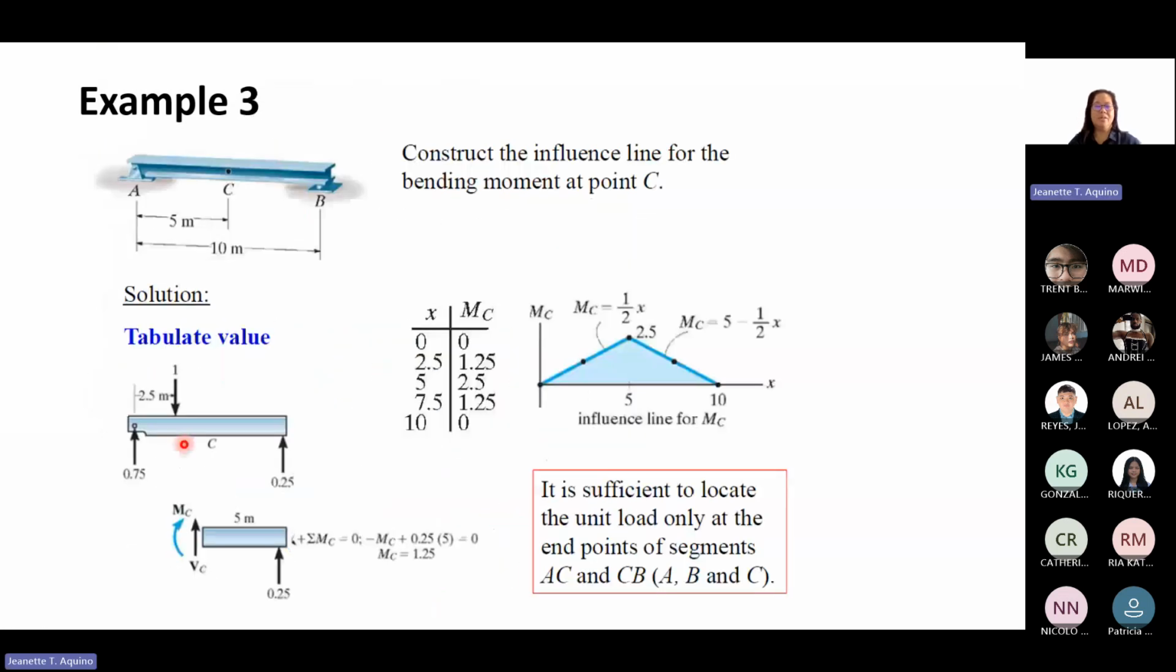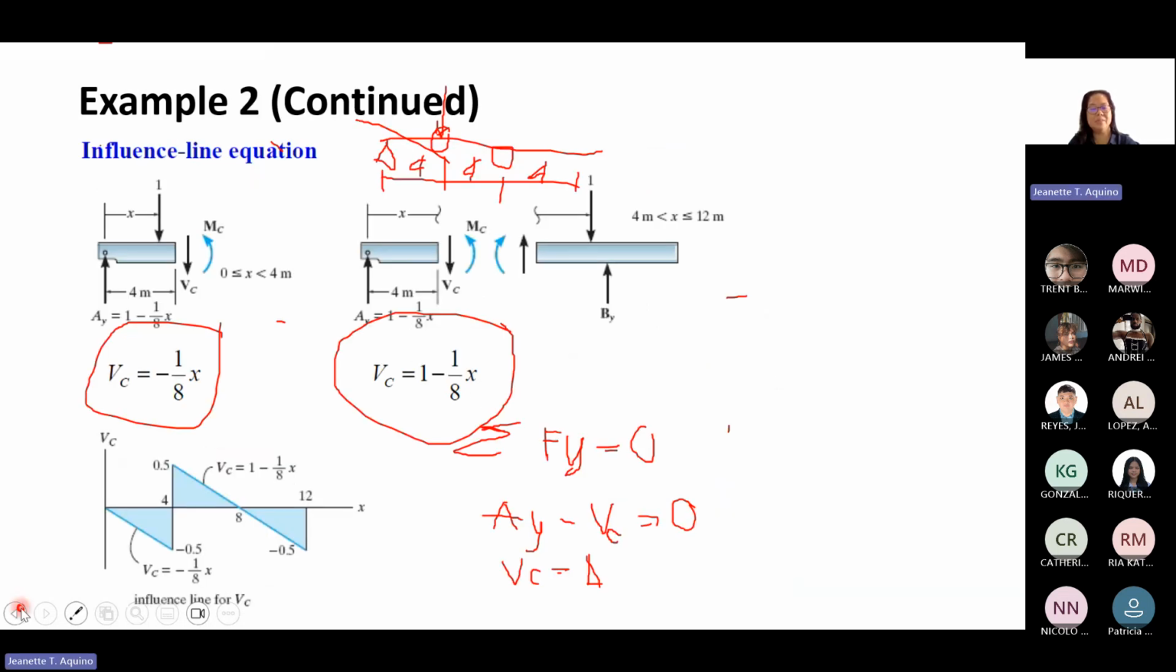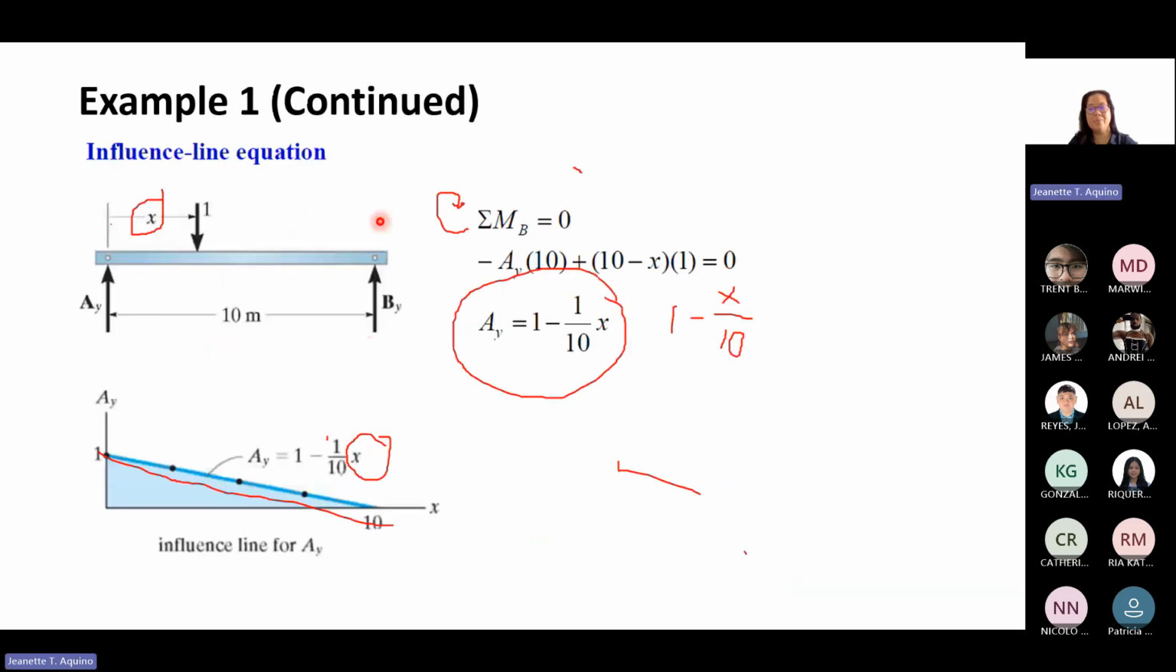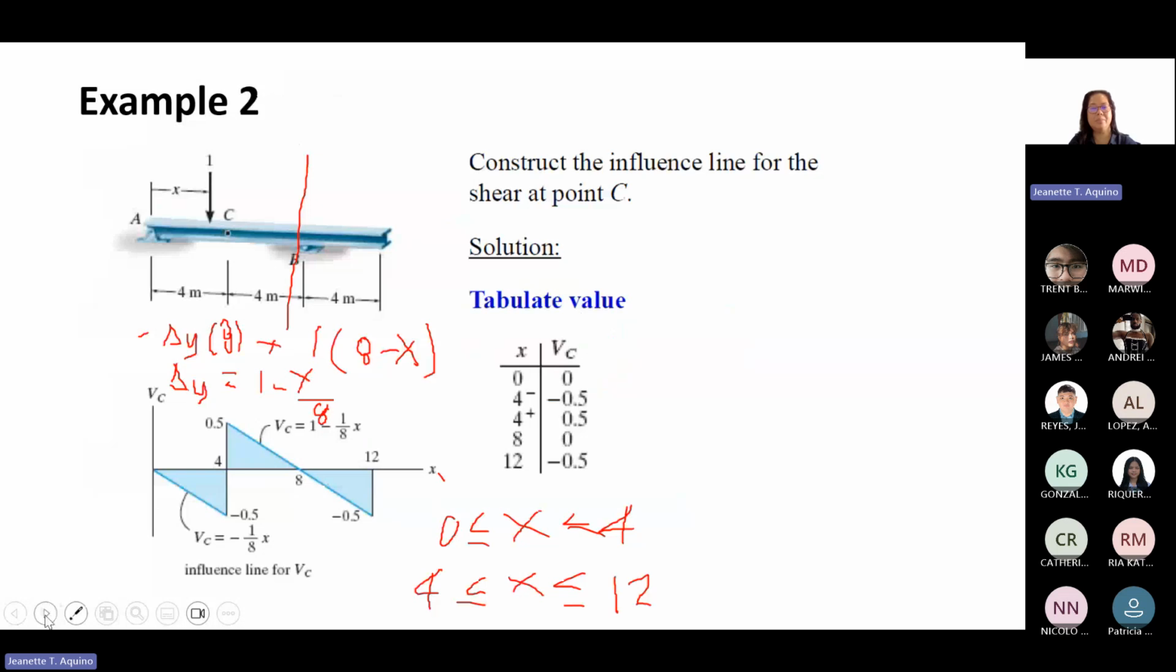Example 3. Let's go to example 3. Construct the influence line for the bending moment at point C. So we have the same setup as example 1. In example 1, we know already that AY is 1 minus 1 over 10x. Same as example 1.